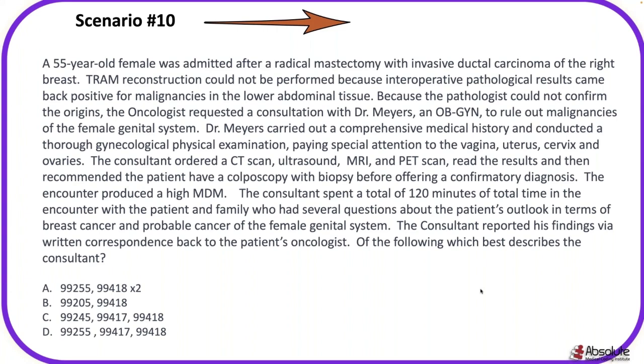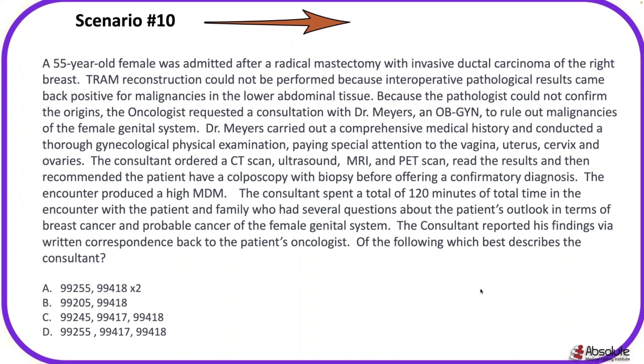So let's get started. Of the following, which best describes the consultant? Is it A, 99255, 99418 times 2, B, 99205, 99418, C, 99245, 99417, 99418, or finally D, 99255, 99417, 99418. A 55-year-old female was admitted after a radical mastectomy with invasive ductal carcinoma of the right breast.